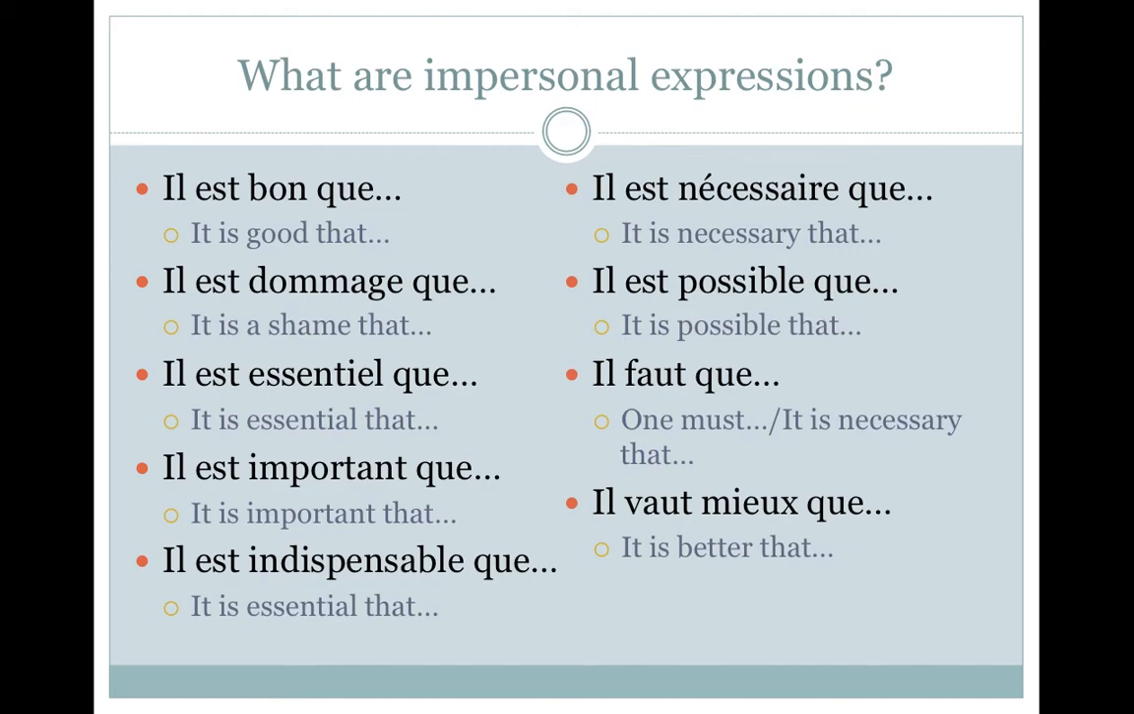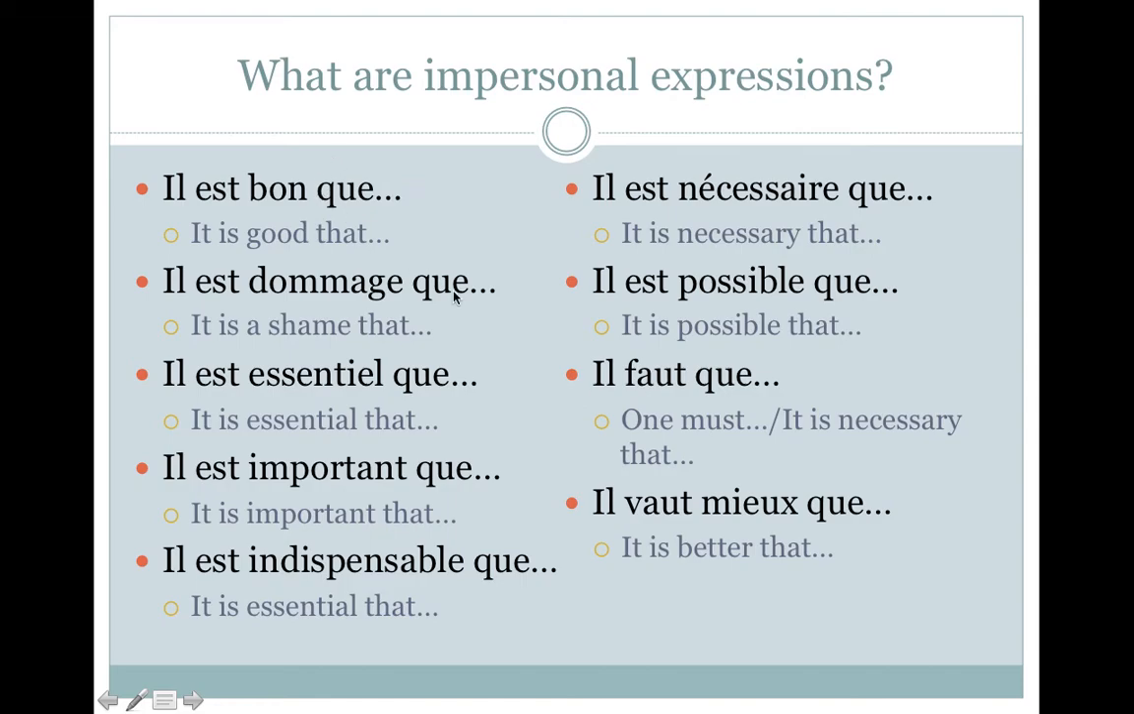And here are a lot of impersonal expressions, a lot of good vocabulary. So for example, il est bon que, it is good that. Il est dommage que, it is a shame that. Il est essentiel que, it is essential that. Il est important que, it is important that. Il est indispensable que, it is essential that. So we can see there's 2 ways to say that. Il est nécessaire que, it is necessary that. Il est possible que, it is possible that. Il faut que, one must, or it is necessary that. And il vaut mieux que, it is better that.